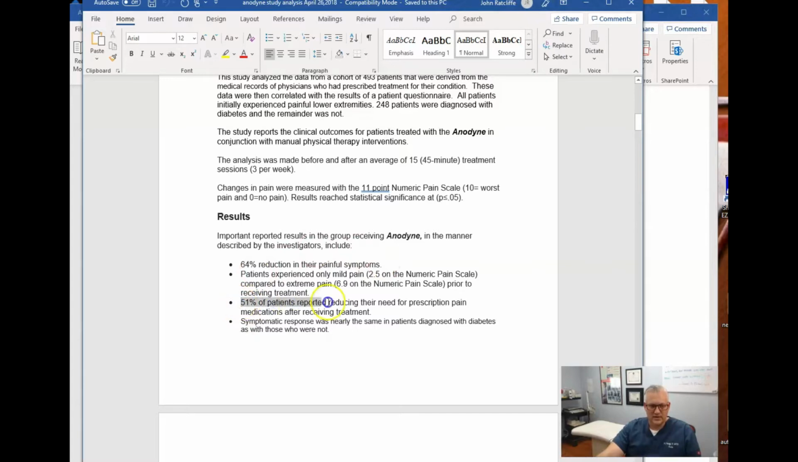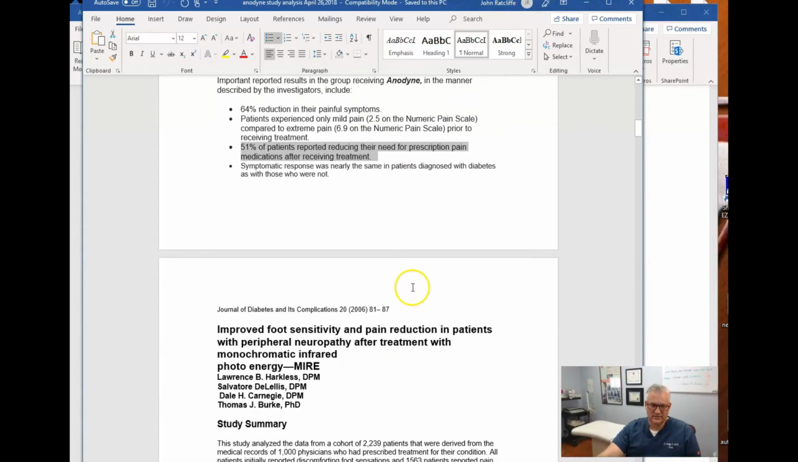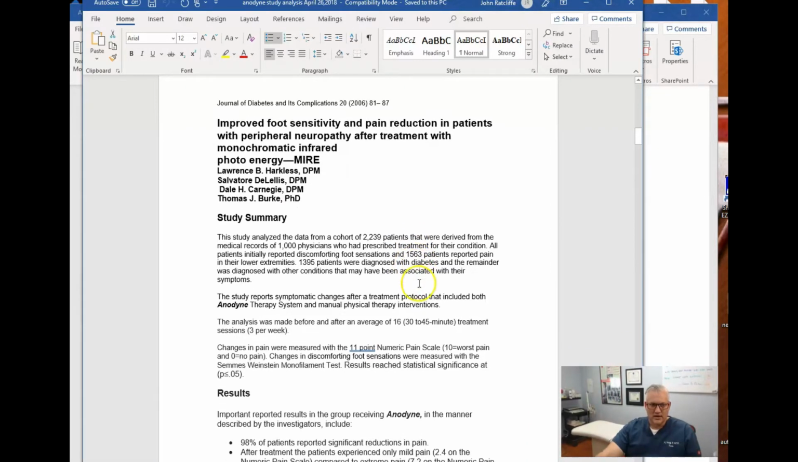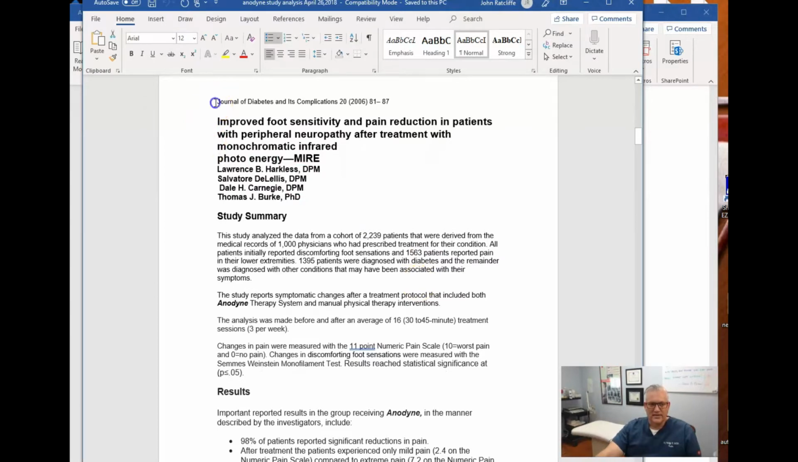51% of patients right here reported reducing the need for prescription pain medication after treatment. Next study. This is in the Journal of Diabetes and Its Complications, 2006. This is by a bunch of podiatrists. Improved foot sensitivity and pain reduction in patients with peripheral neuropathy after treatment with monochromatic infrared phototherapy.